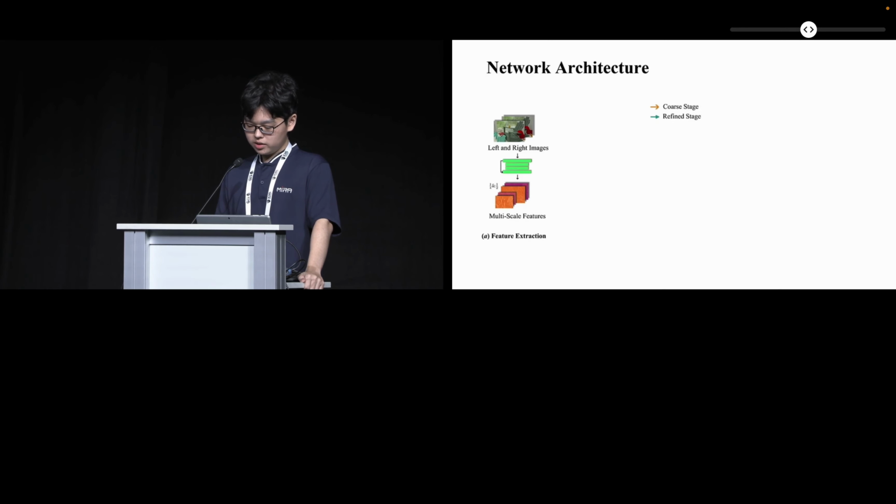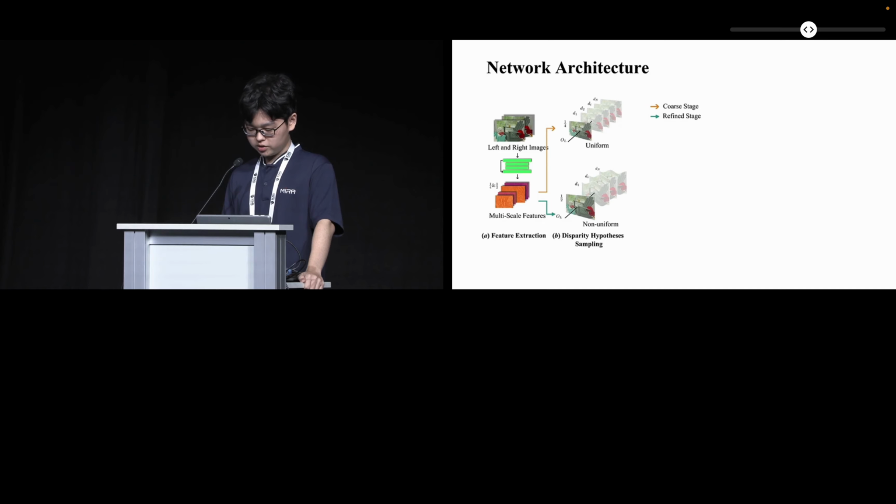The overall pipeline is shown in the figure. We first extract the multi-scale features from left and right images respectively. The subsequent procedures are divided into two stages. In the cost stage, shown by the orange arrow, we sample disparity hypotheses uniformly and match on quarter-resolution features, while in the refined stage, shown by the green arrow, we match the half-resolution features efficiently.